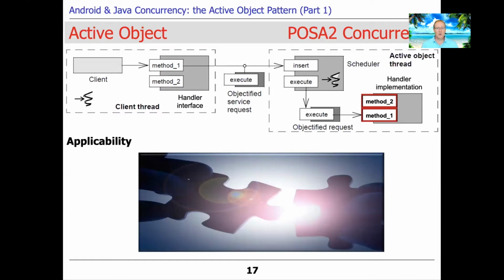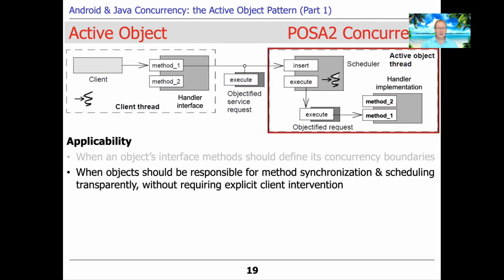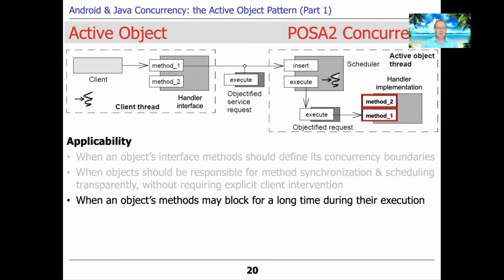So what are the circumstances under which it makes sense to consider applying this pattern? Well, one situation is when you want the methods in an object's interface to define its concurrency boundaries. This again should sound very familiar. This is pretty much the same thing that the monitor object pattern is doing. You also want to make the objects themselves be responsible for synchronizing a method call and also scheduling the method call transparently without requiring any interaction or any explicit intervention from the client. Leave it to the object implementation or the component implementation to do the actual synchronization and scheduling.